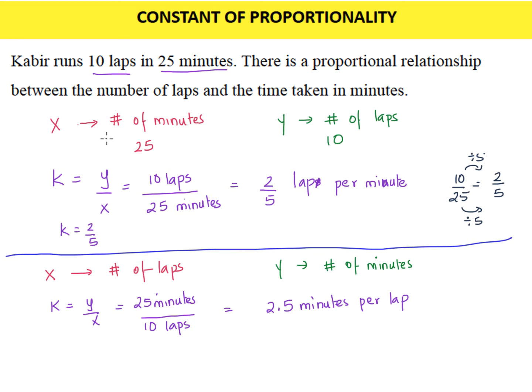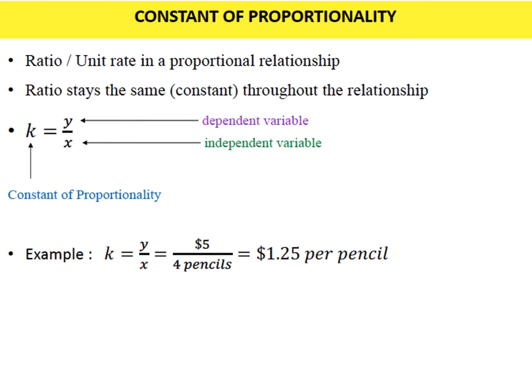So in this case, the time in minutes is your independent variable, so your constant of proportionality is 2/5 of a lap per minute. But in this case, your independent variable is the number of laps, so your constant of proportionality is 2.5 minutes per lap. Let's recap what we have learned about the constant of proportionality. So the constant of proportionality is the ratio or the unit rate in a proportional relationship. And this ratio or the unit rate stays the same or stays constant throughout the relationship.